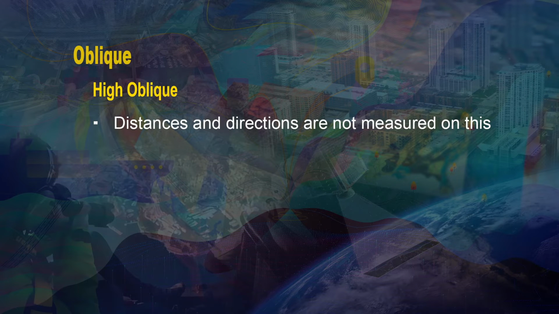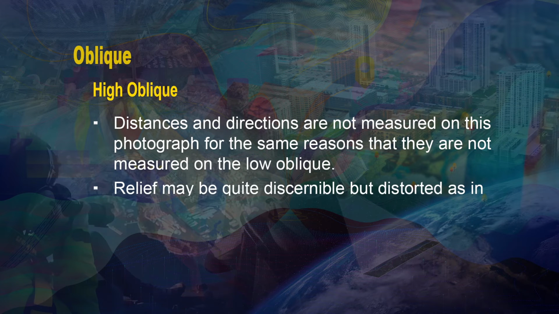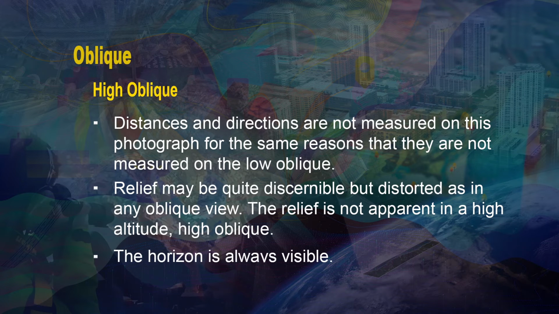Distance and direction are not measured on these photographs for the same reason that they are not measured on the low oblique. Relief may be quite discernible but distorted as in any oblique view. The relief is not apparent in the high altitude high oblique. The horizon is always visible.